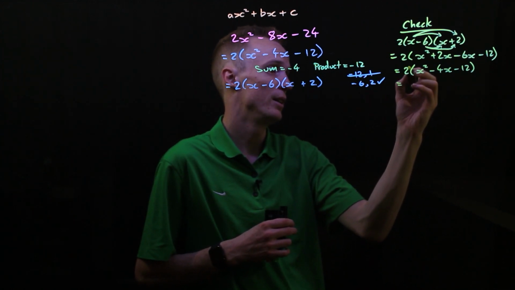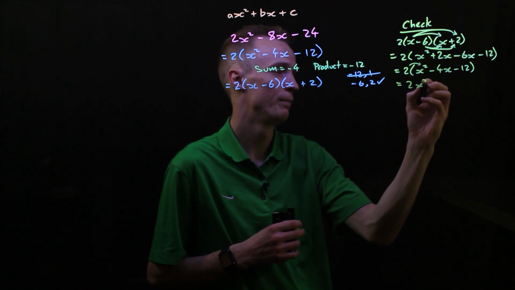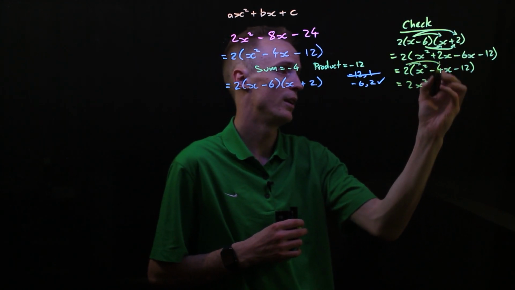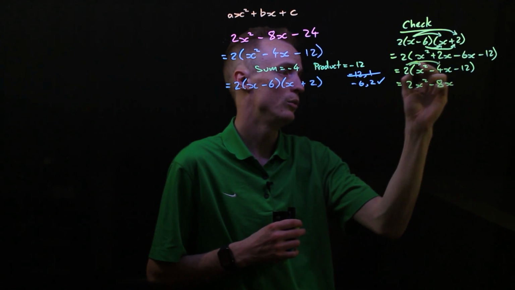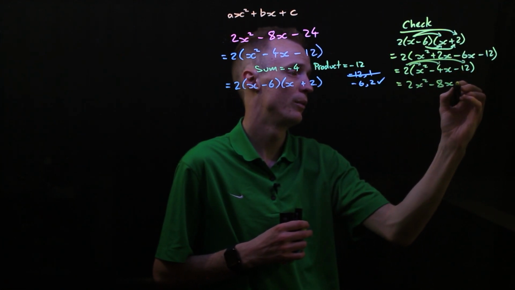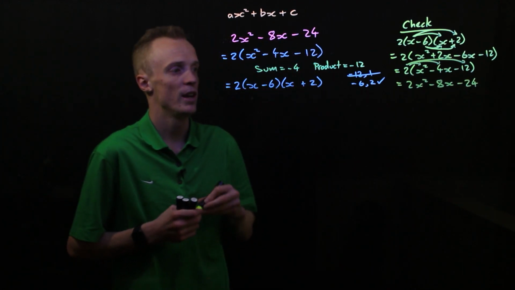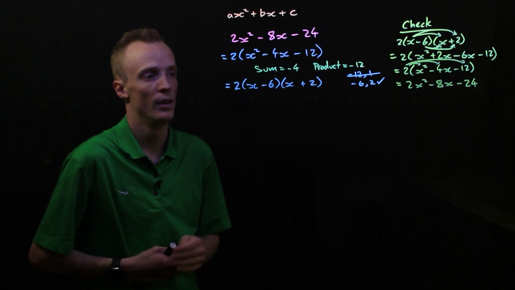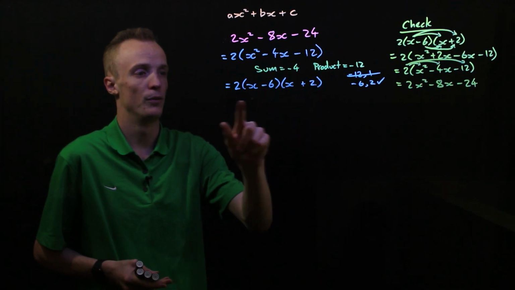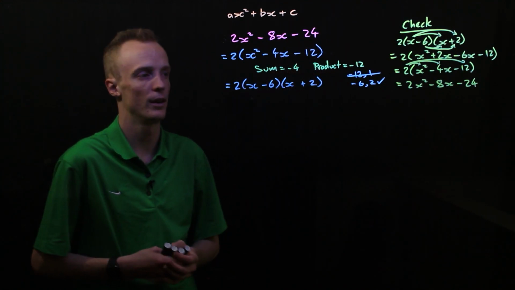So this will now be 2 times my x squared, which will be 2x squared, 2 times my negative 4x, which will be negative 8x, and 2 multiplied by negative 12, which will be negative 24. Which, as you can see, is equivalent to my expanded form that I began with. So this factorised form is equivalent to this expanded form. So I've factorised this correctly.